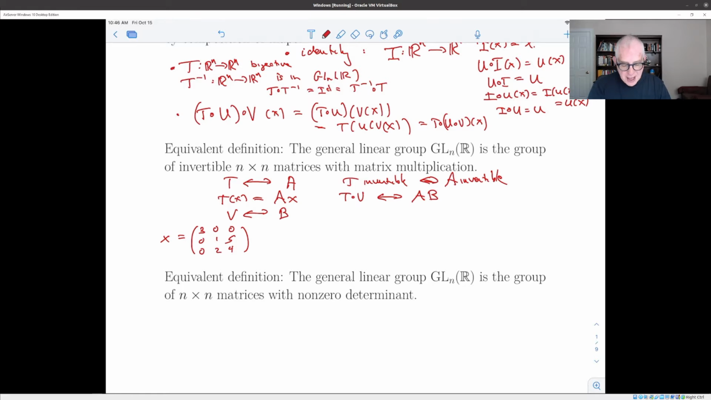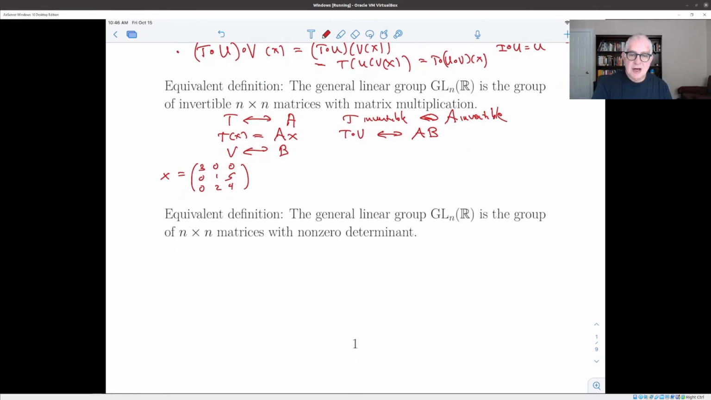And a final definition is we can use the fact that we know that a matrix is invertible if and only if it has non-zero determinant. And so we could define GLNR to be the group of n by n matrices with non-zero determinant. So those are three different ways. And of course, we worked a lot with GL2 of R, and we defined it to be the collection of 2 by 2 matrices with non-zero determinant. And so it's a special case of this definition. So the general linear group is the group of all linear transformations of Rn.